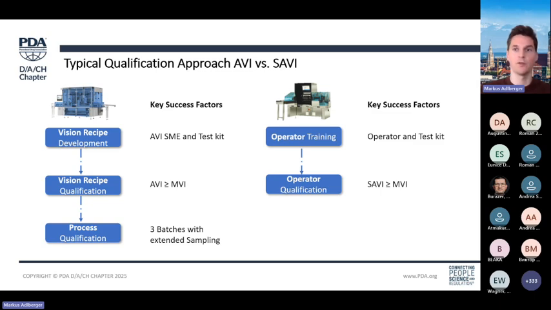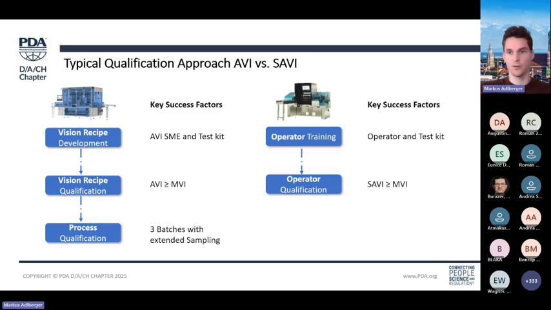Then you can do your qualification run on the machine. This is normally done with a certain number of test runs with a test kit. The goal here is that your inspection process is equal to or better than the MVI. And after successful recipe qualification, you can do your process qualification, typically done with 3 routine batches with extended sampling. After the successful runs and passing the acceptance criteria, you can release the recipe for routine production.